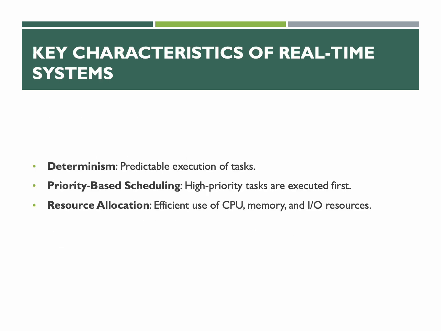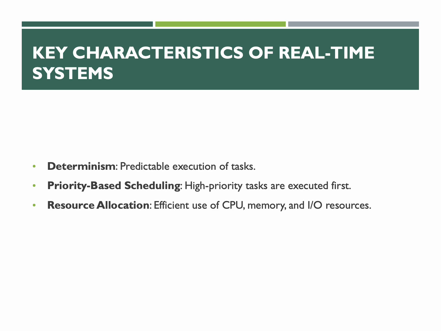Okay, now let's take a closer look at the key characteristics that define real-time systems and make them suitable for time-critical applications. First of all, determinism. Real-time systems emphasize predictable execution of tasks. This means that the system's behavior, how and when tasks are executed, must be well defined and consistent. For example, in a hard real-time system, every task must complete within its predefined time frame, ensuring the system operates without failures or delays.